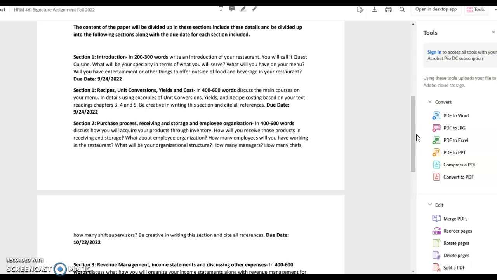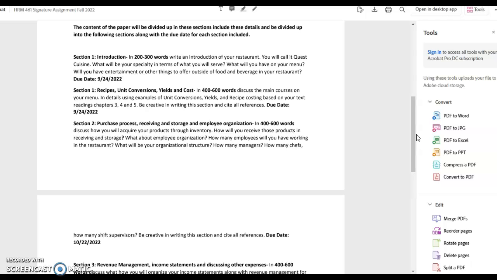I'm looking for 400 to 600 words in this. This is going to be the main assignment. This lines up because chapter 9, week 9 is centered around receiving and storage within your location, your facility, your restaurant. You're going to discuss how you're going to acquire your products through inventory. What distributors are you going to use? You're going to talk about the receiving of those products in receiving and storage. That's what we're going to be discussing this week.